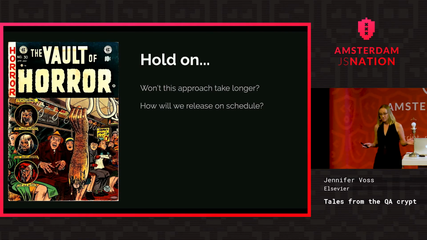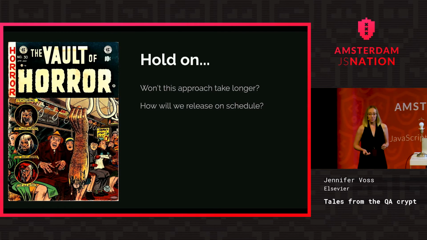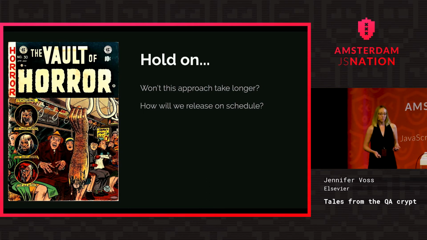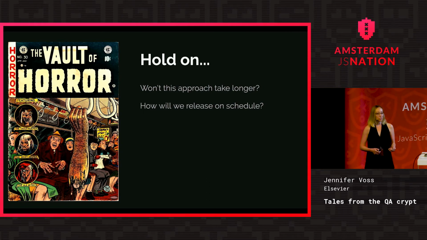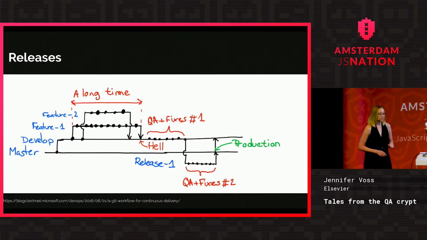But hold on. Isn't this approach going to take longer? How are we going to still release on schedule? People who aren't used to this sort of workflow always ask me these questions. But let's take a look at an example. And remember that we're just shifting things to the left. We're not actually taking more time. You should write those automated tests anyway because they're going to save you time in the long run. So if you just move them closer to development, you'll actually save time in the long run.